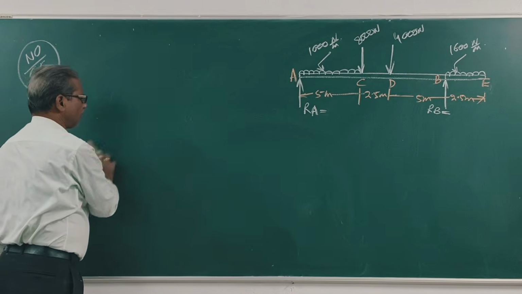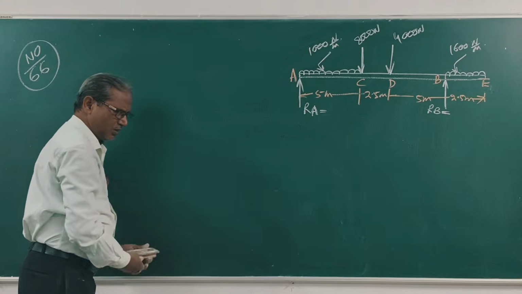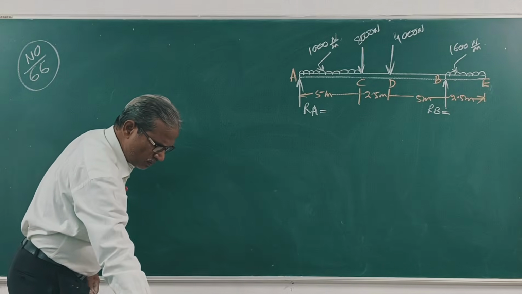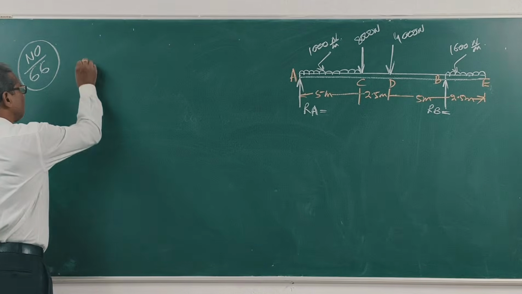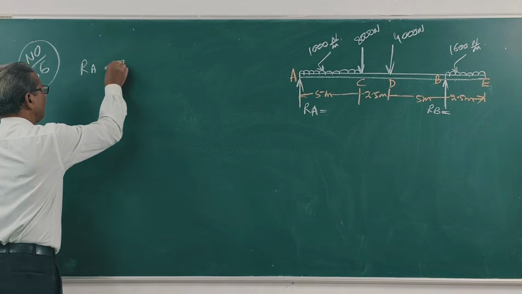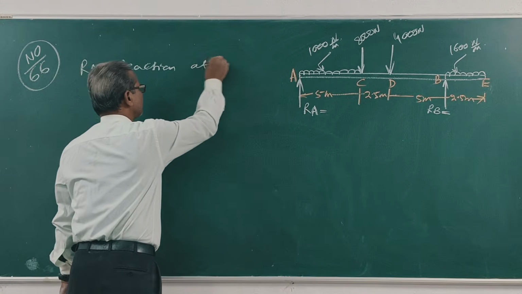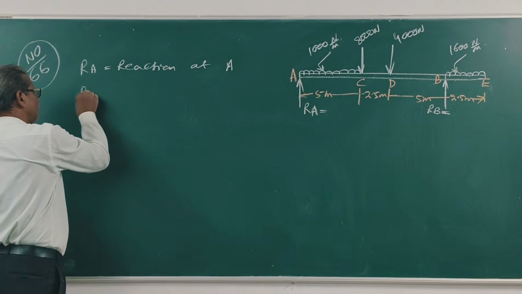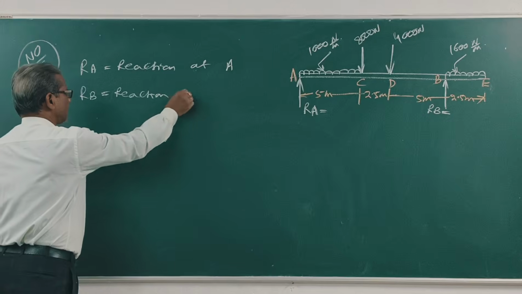Now, to make the solution, let RA be the reaction at A, and RB the reaction at B.